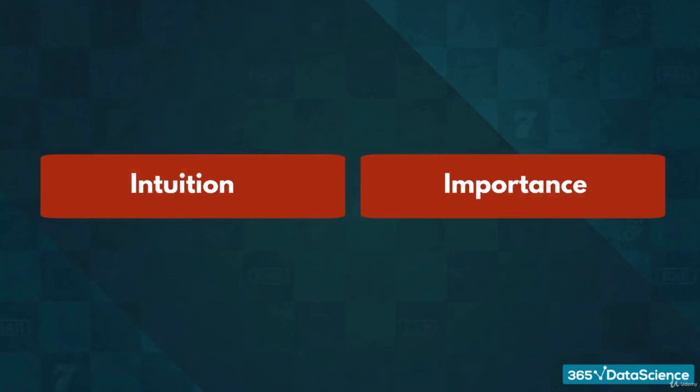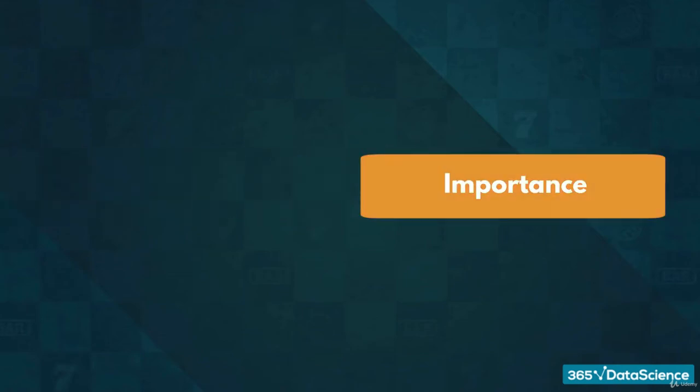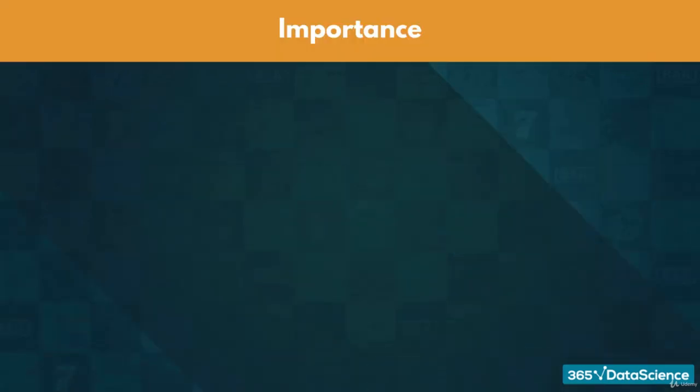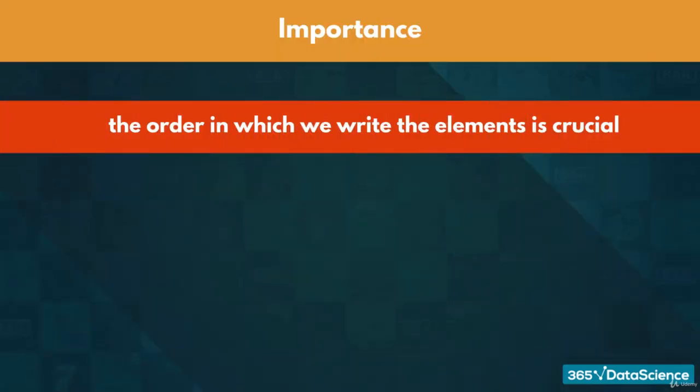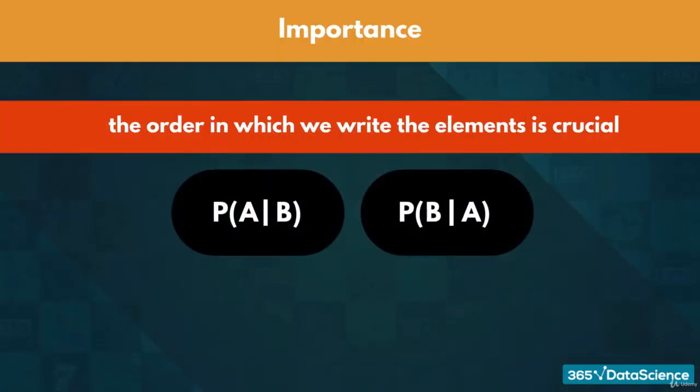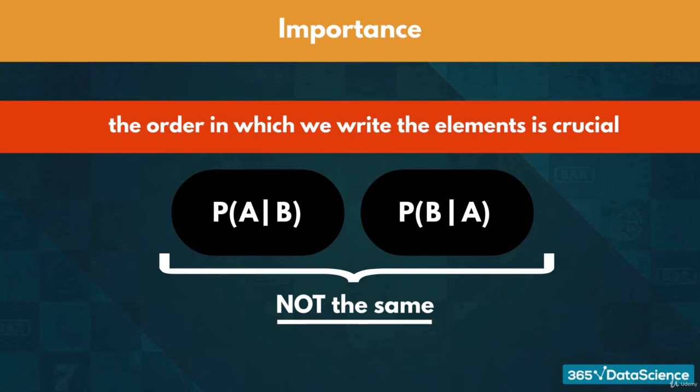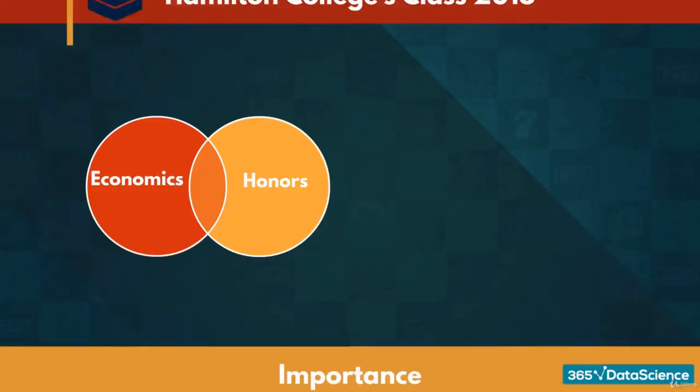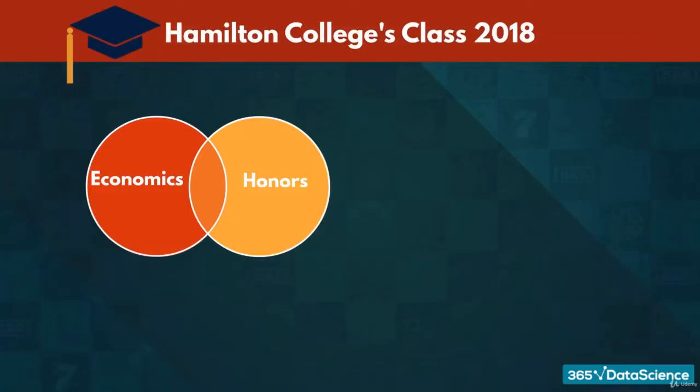Great. Once we know the intuition behind the formula, we can focus on the importance of conditional probability. Firstly, try to remember that the order in which we write the elements for the conditional probability is crucial. P(A given B) is definitely not the same as P(B given A), even if the numeric values are equal. For instance, let's explore the characteristics of Hamilton College's class of 2018.